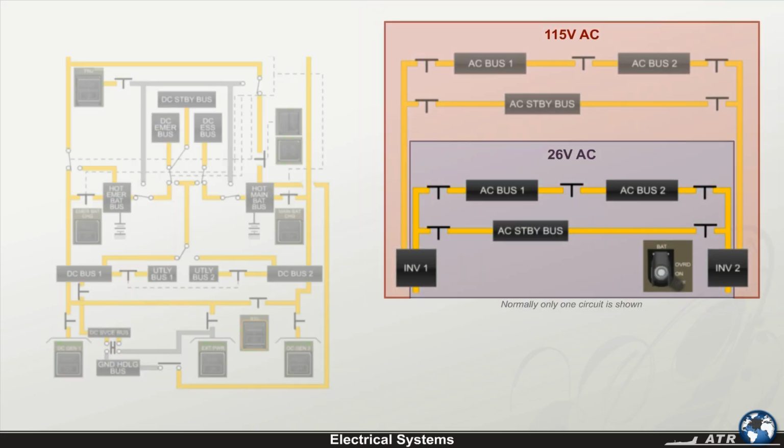26-volt and 115-volt constant frequency alternating current, AC. AC consumers receive their electrical power from 2 main channels. Each is fed from a DC generation via an inverter.